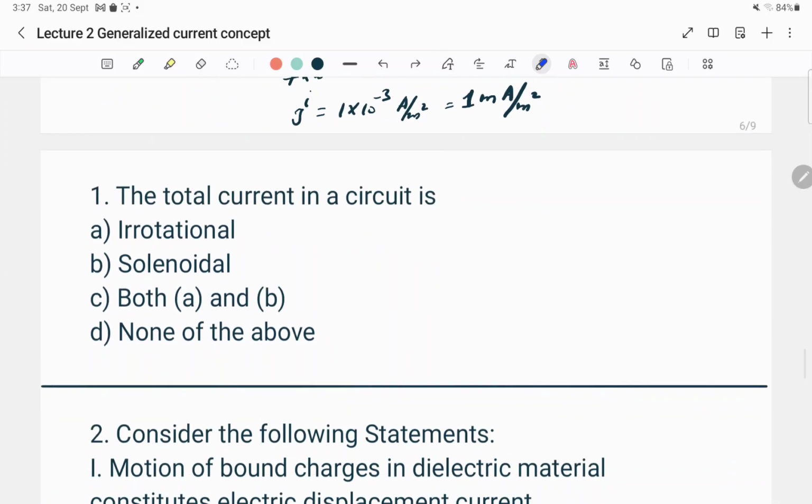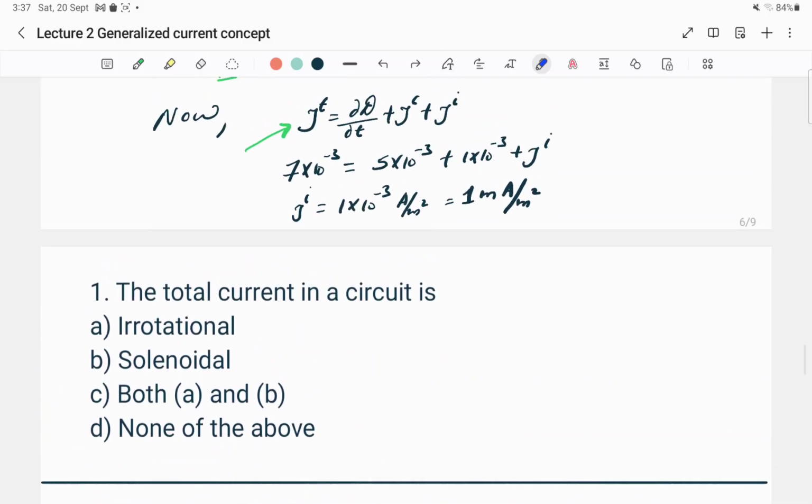Now finally, I have two questions for you. The first question is: the total current in a circuit is irrotational, solenoidal, both A and B, or none of the above.